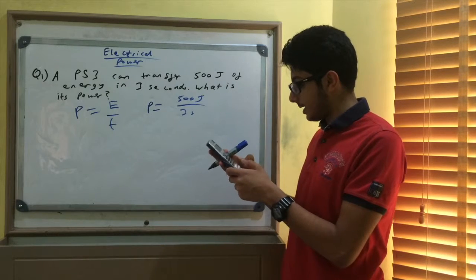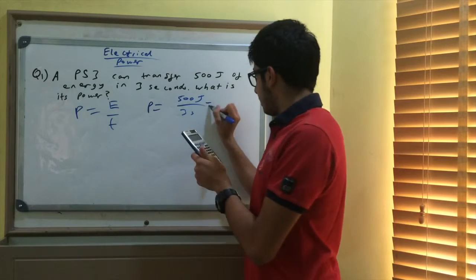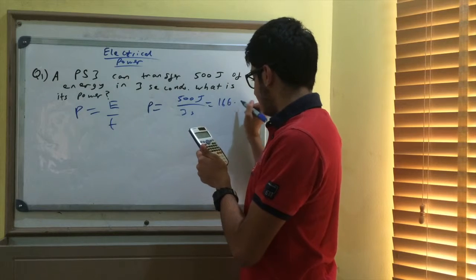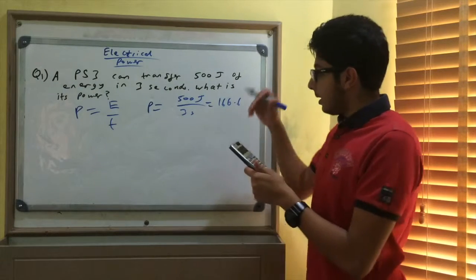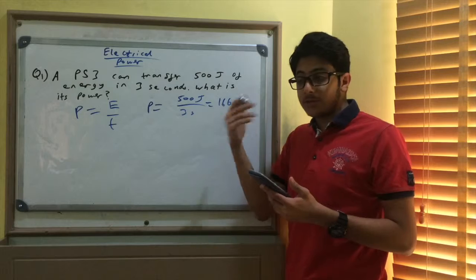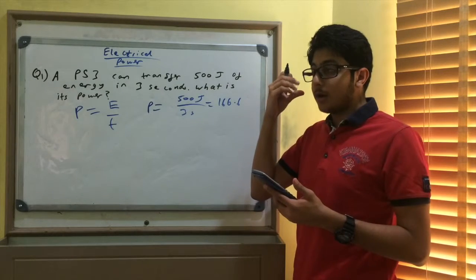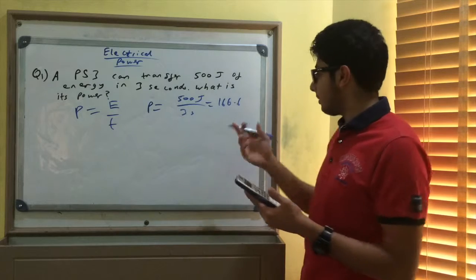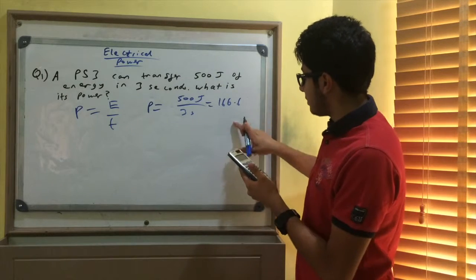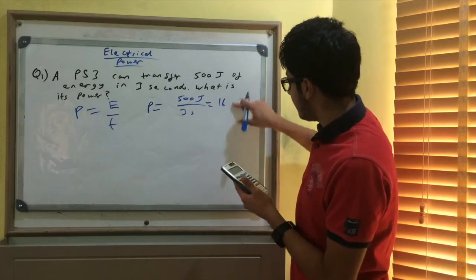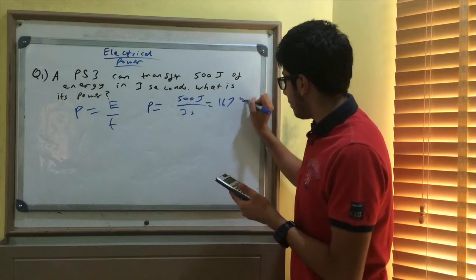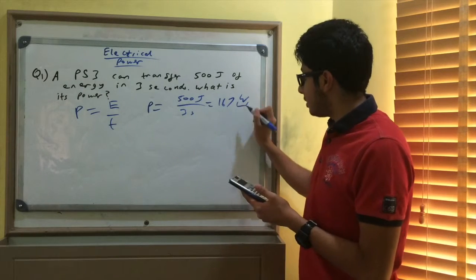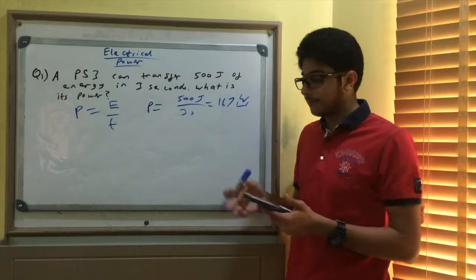500 joules over 3 seconds gives you 166.6 and so on. In your exam, they will tell you either to what decimal place or to what significant figures you should round it to, but I'm going to round it to a whole number, so 167 watts. Remember your units. You could lose a mark if you don't put in the units.